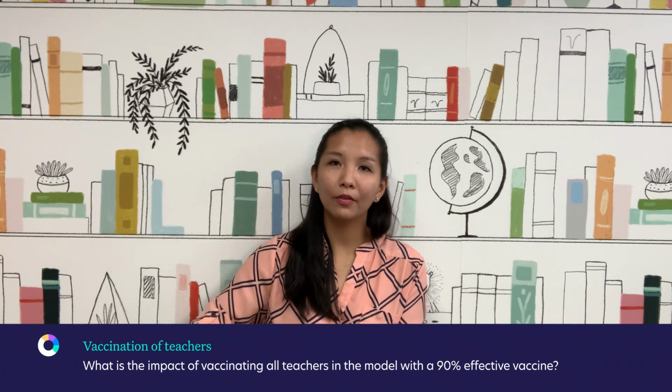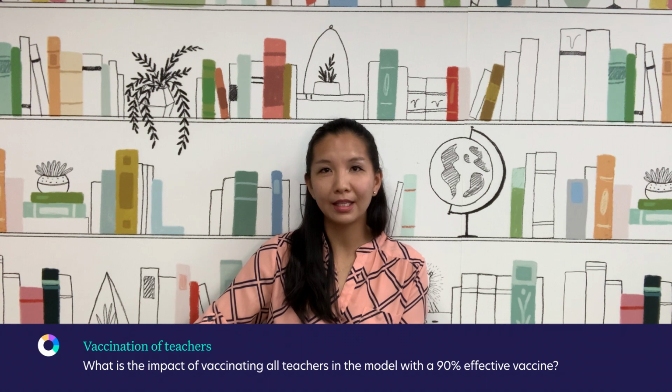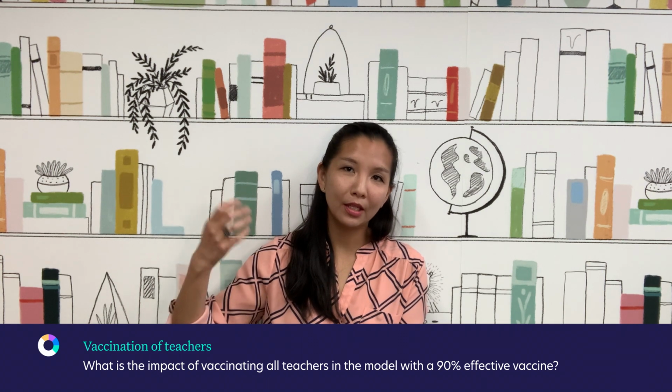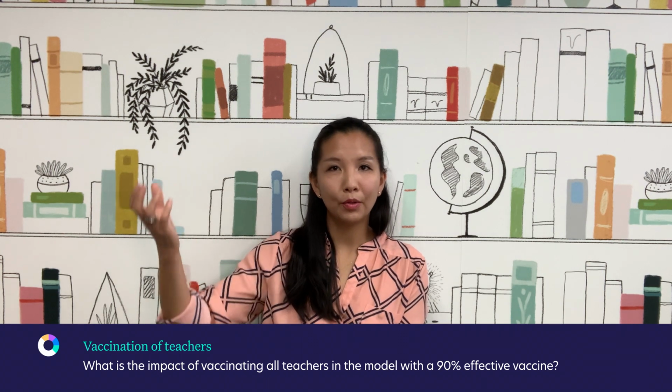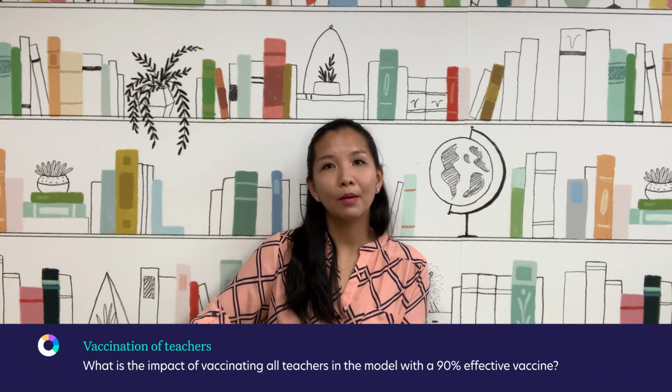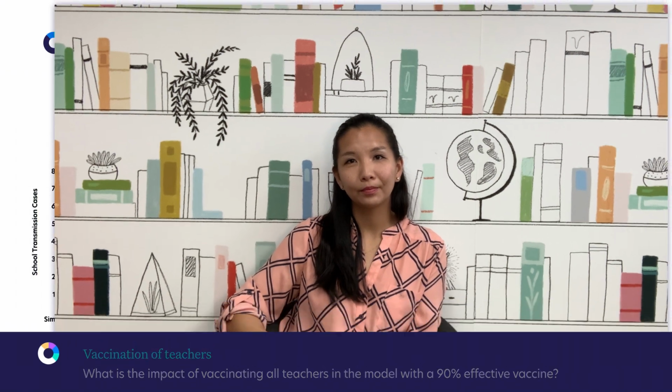We also looked at vaccinations. Right now in the United States, we know that teachers are currently prioritized as part of the vaccine rollout. And what that means then is we wanted to understand what it would look like if all the teachers within the model were vaccinated with a 90% effective vaccine, which is very similar to the effectiveness of the Moderna and Pfizer vaccines that have been approved so far in the United States.